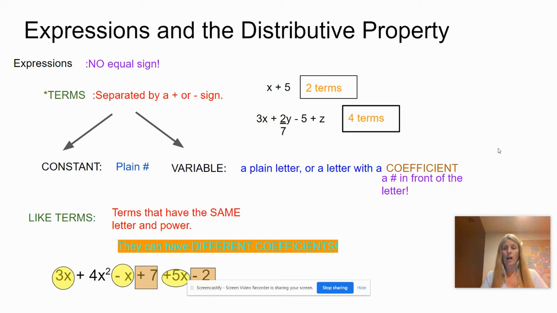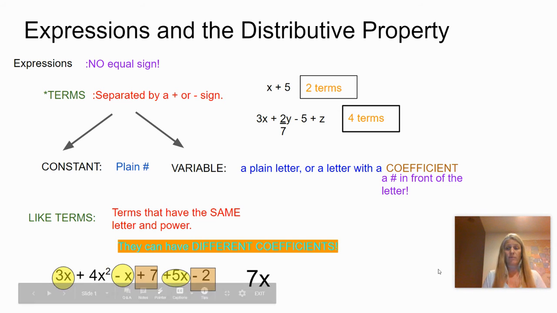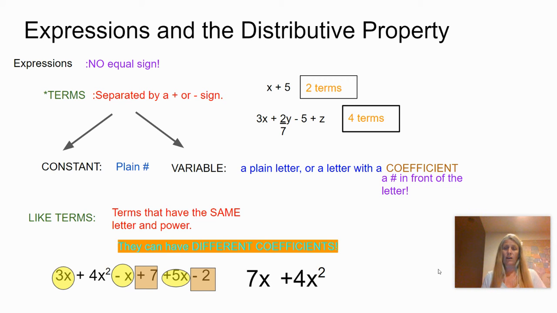So part of our job throughout algebra is to combine like terms. So we're going to combine all of our yellow circles together. 3x minus x is 2x, and 2x plus 5x is 7x. And then we see that we don't have any other x squareds, nothing to combine with our 4x squared, so that's plain by itself. And then we're going to combine our orange squares. 7 minus 2 is positive 5.